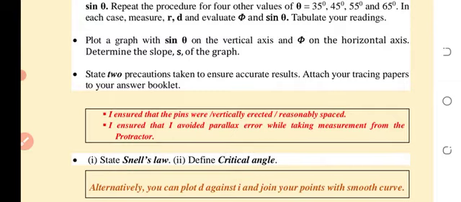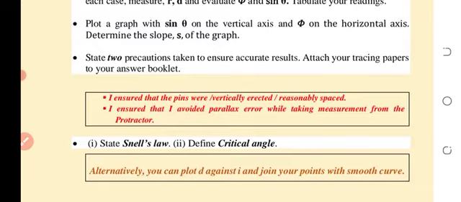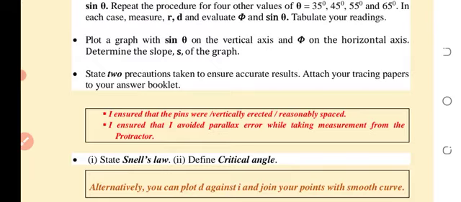We may be asked to plot sine theta on the vertical axis and phi on the horizontal axis. Or you may be asked to plot d, which is the deviation from the original path of the ray, against the angle of incidence. And what are the precautions for this particular experiment?